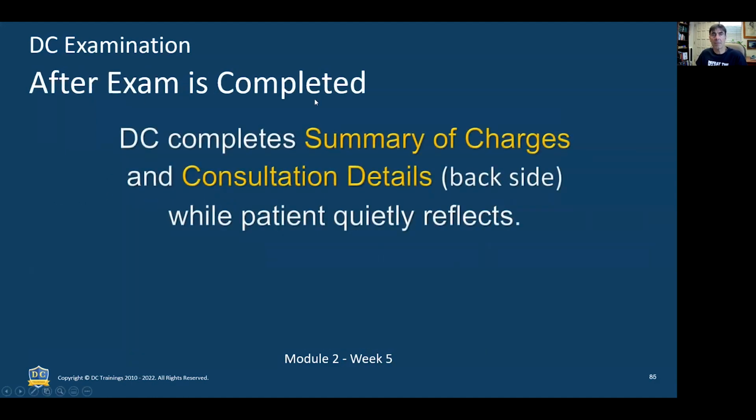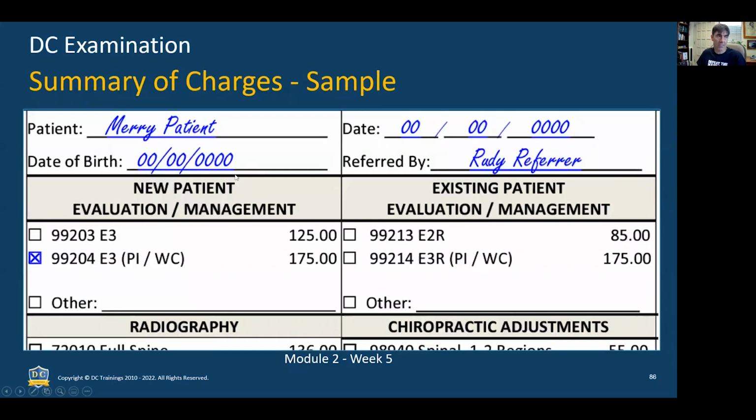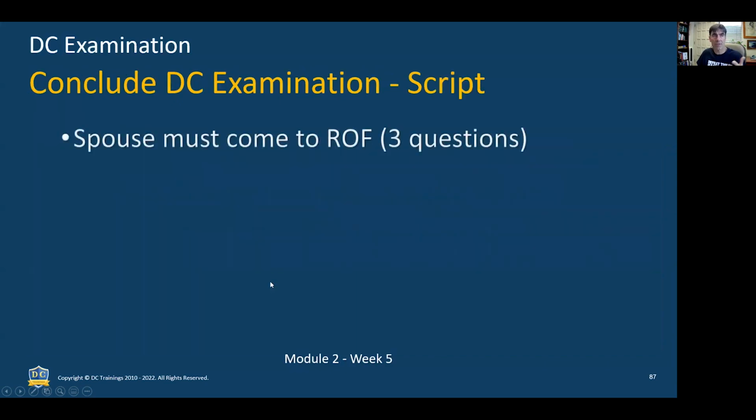So after the exam is completed, then I'm going to complete the summary of charges. And I've said this before, but this is one of the top 5 forms in DC trainings. The summary of charges and consultation details on the back side is where you put your exam results. So you complete that, and this is what that looks like. So we're going to fill it in appropriately. I'm not going to go through that right now. I'll show it to you on the website.